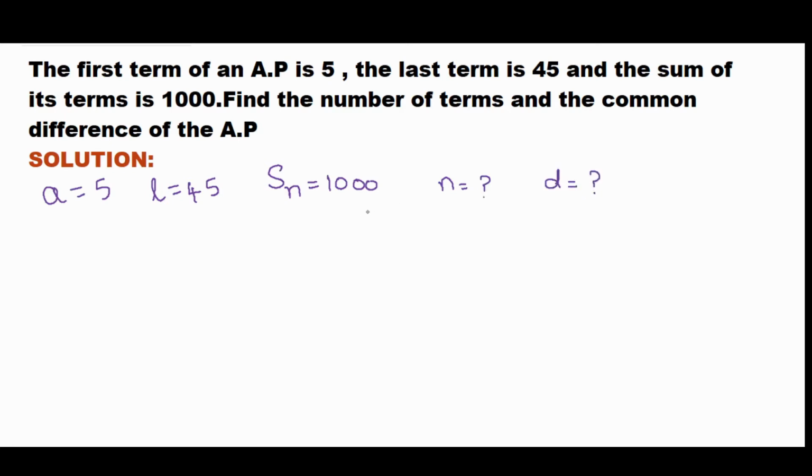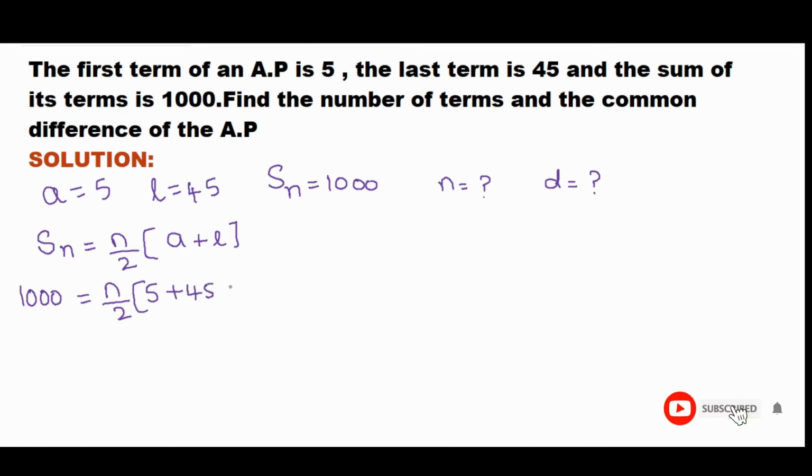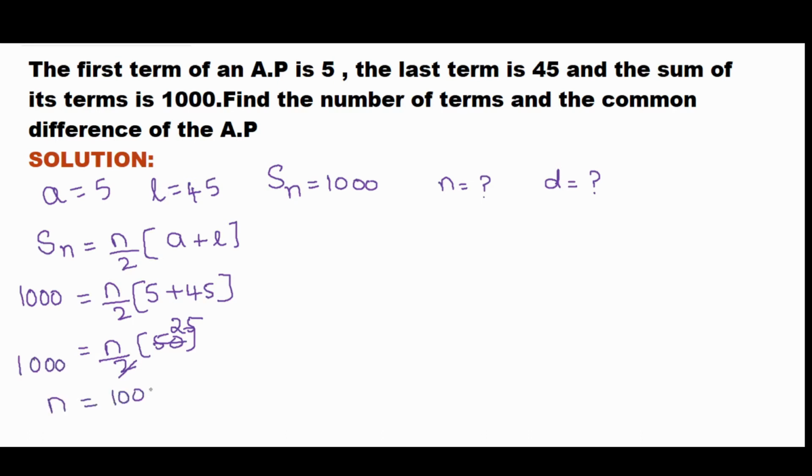So since I have Sn, I have A, I have L, let me apply the formula. Sn is equal to n by 2 into A plus L. So I already know Sn, it's 1000, which is equal to n by 2 into A, which is 5, plus L, which is 45. So I land up with n by 2 into 50. 5 plus 45 is 50. 2 ones are 2 and 2 25s are 25, which is equal to 1000. I need to find n now. n is nothing but 1000 divided by 25. So 1000 divided by 25, I land up with 40 there. Therefore, the n value is 40.